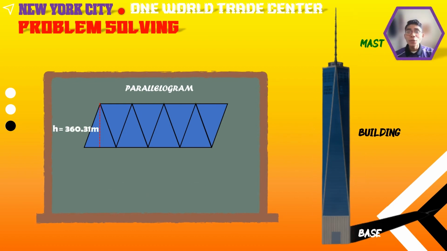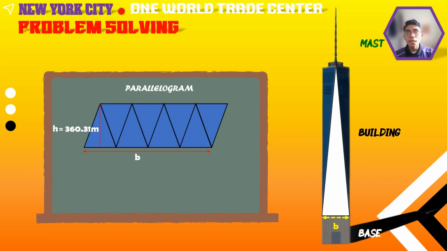Next, we need to find the base of this parallelogram. To find it, first we need to find the base of the triangle. If you look at the tower, the length of the base of the triangle is equal to the length of the base footprint of this tower. As I explained in the introduction of this tower before, the site has a footprint of 61 by 61 meters, which means that the length and the width of the base footprint are the same. So, from this statement, we can identify that the base of the triangle is equal to 61 meters.